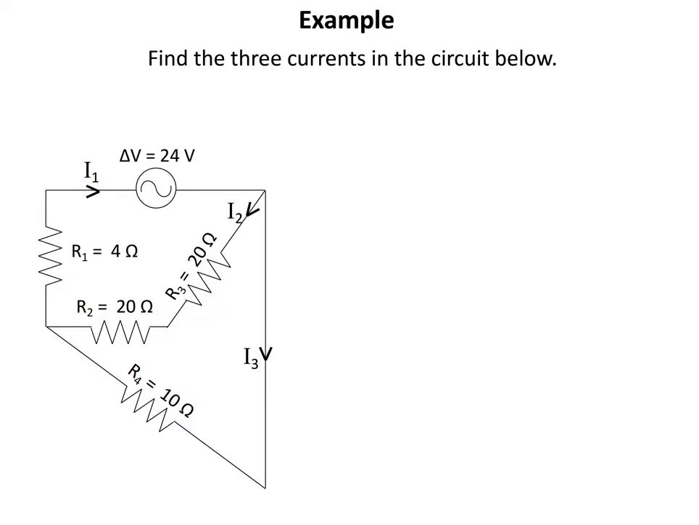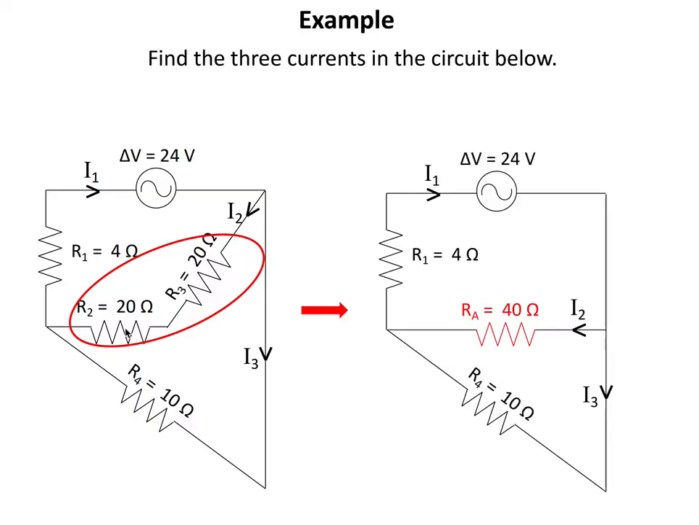This is pretty straightforward to do in this one. Why? Because we can immediately see that these 2 resistors over here are connected in series. Since they're connected in series, we can simplify the circuit into the following one, where we have an equivalent resistance for the resistors 2 and 3, which I will call RA, with the resistance given by the sum of R2 plus R3, and in the sum it will give me 40 ohms.